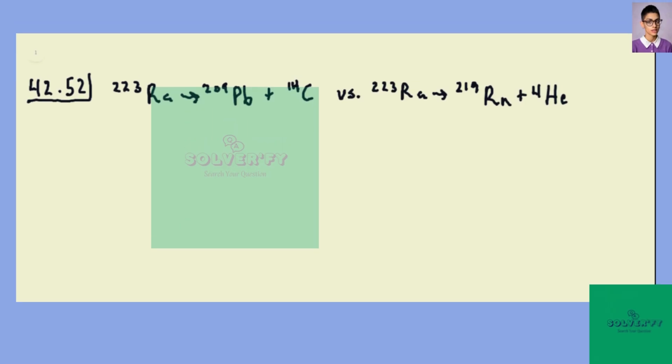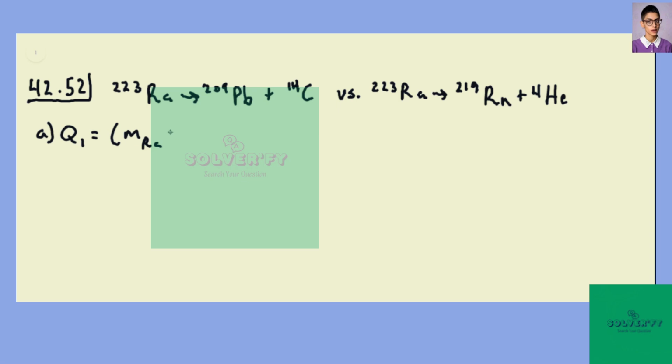42.52, we're told that sometimes a nucleus can decay by emitting something that's more massive than an alpha particle, presumably if the new nuclide or the other nuclide is also fairly stable. So we're asked to consider the decays of radium-223 first into lead-209 and carbon-14, and then into radon-219 and helium-4. So this is an alpha decay, and this is a carbon-14 decay, I guess you'd call it.